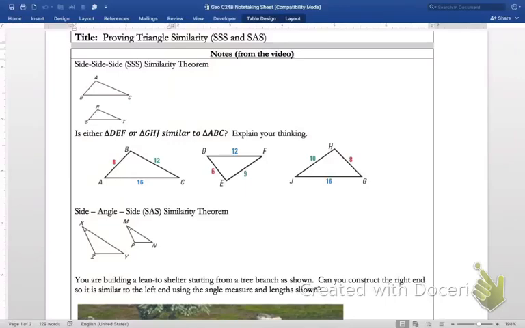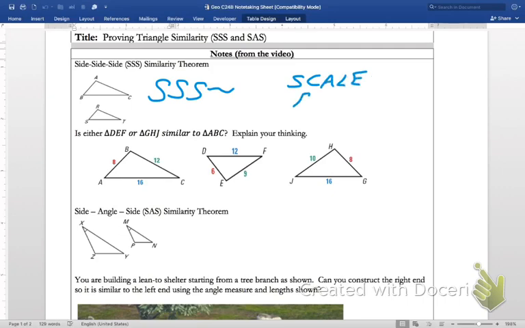In the last video, we looked at proving triangles similar by the angle-angle similarity postulate. Well, there's two other ways to prove triangles similar. And the first one is the side-side-side similarity theorem. It says that if three sides in one triangle are in the same ratio as three sides in another triangle, the triangles are the same shape but different size. So we're talking basically about a scale factor.